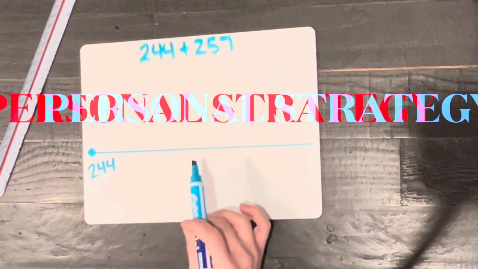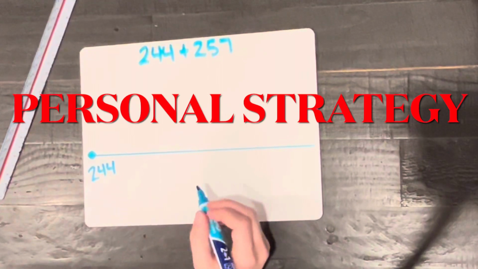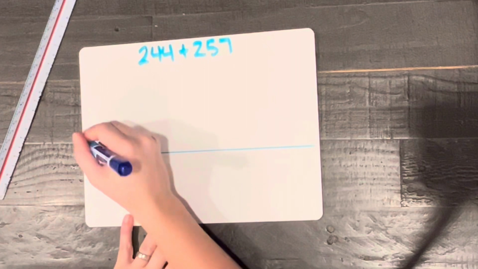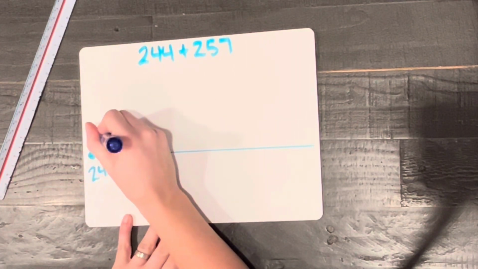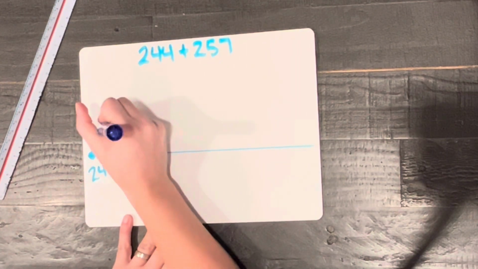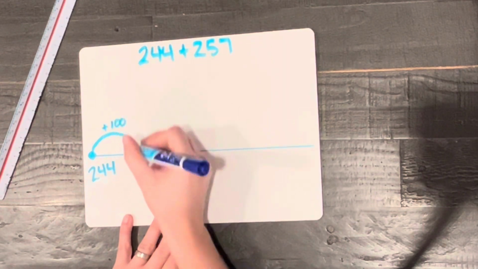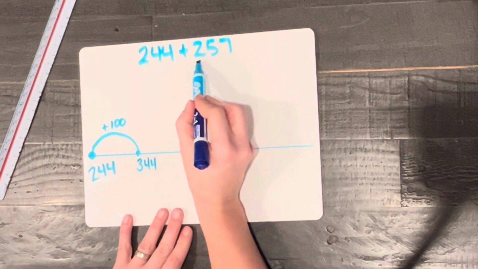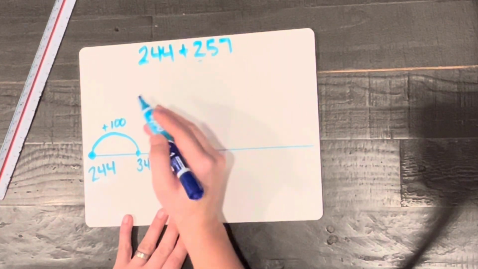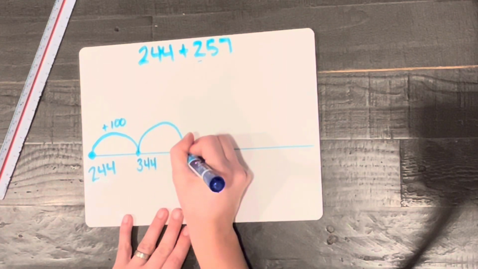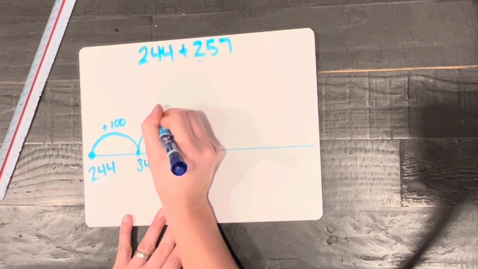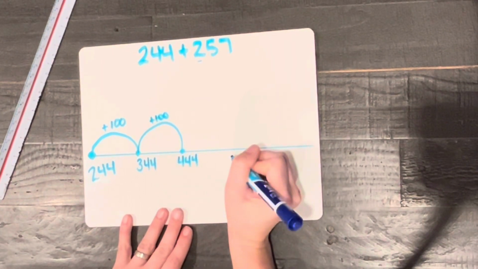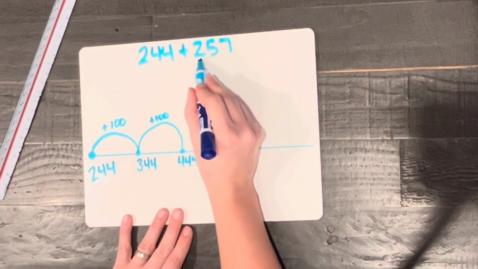Personal strategy using a number line. And so we look at 244, that's what we would start at, and we're going to add 100. So that would be our first jump. We're going to add 100, and now we're at 344. And we know we've added 100, now we can add another 100 because it's 200. So we'll make another jump, 100. So then we're at 444. And now we can't take any more hundreds.